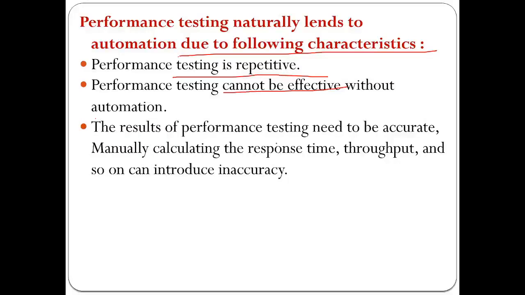The results for performance testing need to be accurate. Manually calculating the response time, throughput, and so on can introduce inaccuracy. As I told you, if you manually go on calculating the response time and throughput, it is going to take a lot of time, a lot of days, and also you cannot say the data result you get is accurate, because humans have the habit of making mistakes. So you need to go for automation in performance testing for quick results and quick decisions on whether your system meets its requirements and how it is performing.